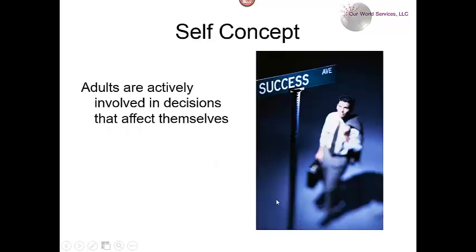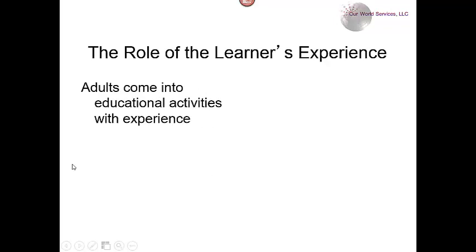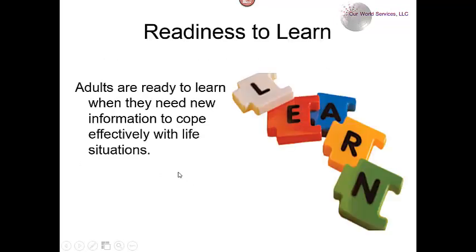Self-concept basically means adults are actively involved in decisions that affect themselves. They know they want to study ABC, or let's say widget assembly. So they know they have to go to school to get the skills in widget assembly. They've made a decision that affects themselves. Adults come into educational activities with experience. You can't take away the experiences they've had in the rest of their lives. It's an important part of what they're bringing to the table.